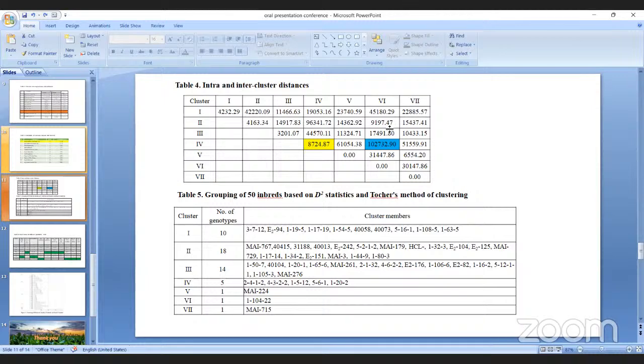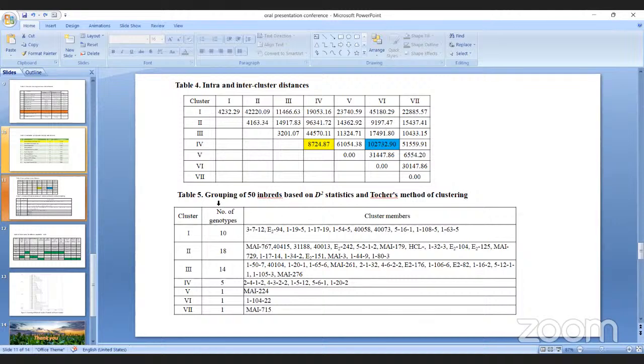So it will indicate that the greater the distance between the clusters, the more hybrid vigor there will be. So if you cross between these two clusters, we'll get superior transgressive segregants.